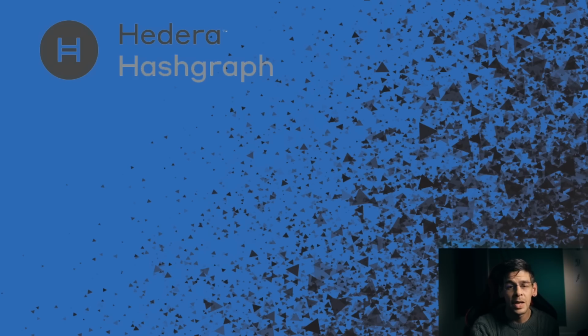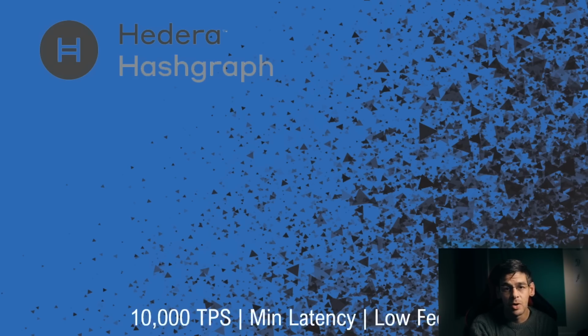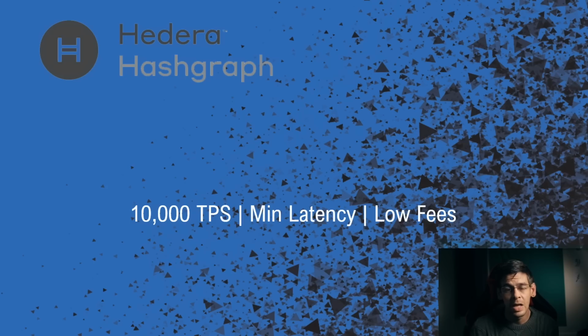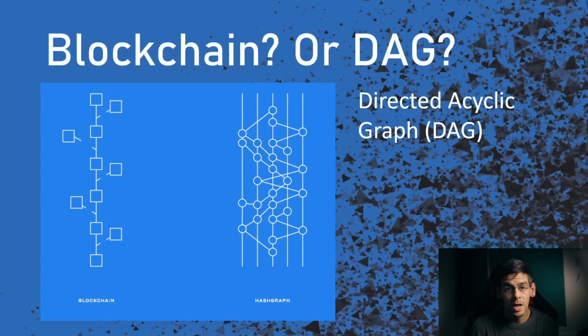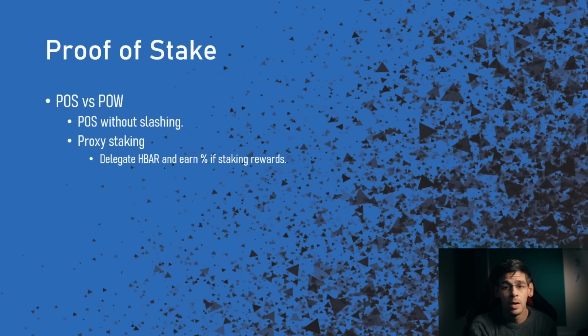So let's jump in and talk about what Hedera Hashgraph is. Well, the main selling points really for this are the advertised 10,000 transactions per second, low latency, and minimal transaction fees. For those of you that want to know, Hedera Hashgraph is a directed acyclic graph, or DAG, much like Nano and IOTA. It utilizes proof of stake over proof of work, does this to save energy.